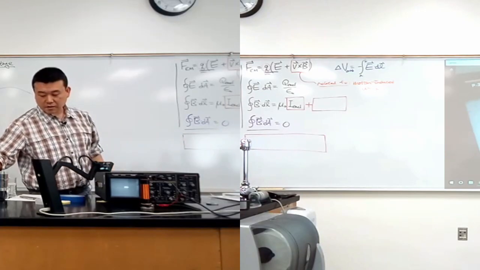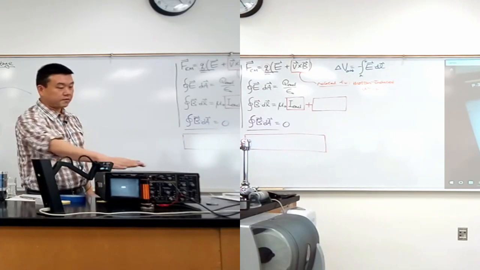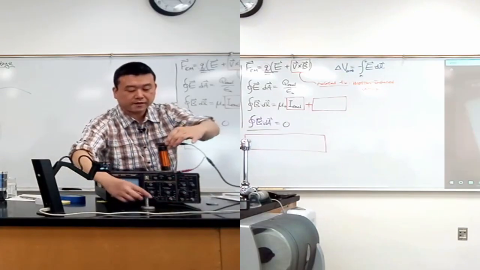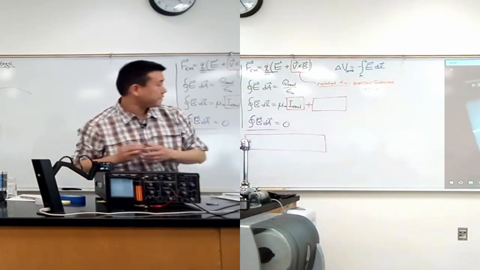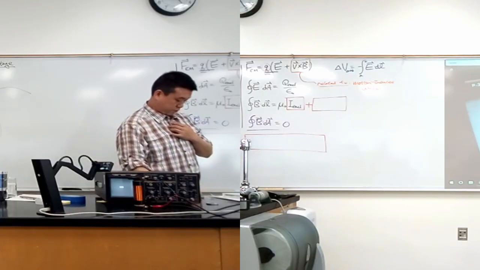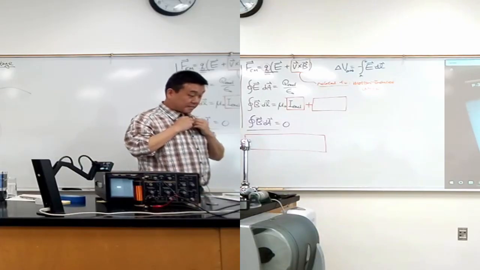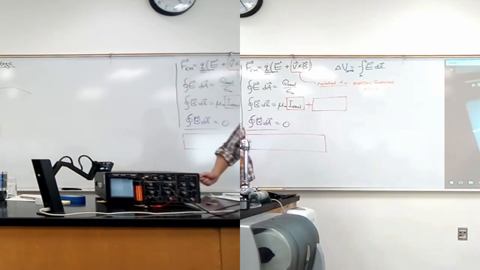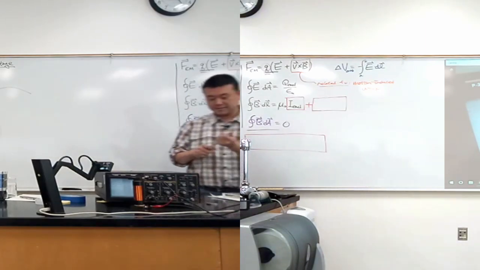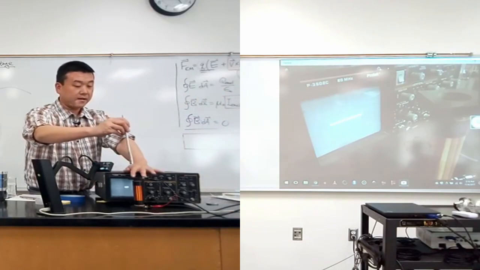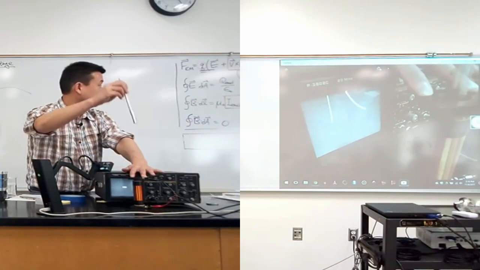So let me show you a slightly different version of this effect. The coil is sitting there. It's not moving. And instead of moving the coil, I'm going to move the magnet. Let me put it on a stick so that it's easier to move. I'm going to stick the magnet either in or out.